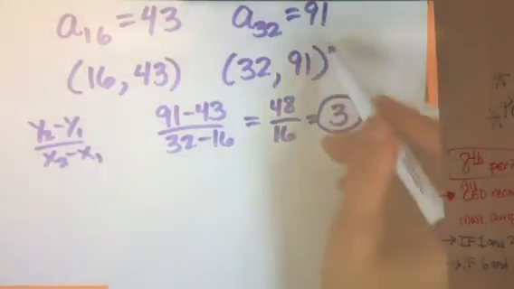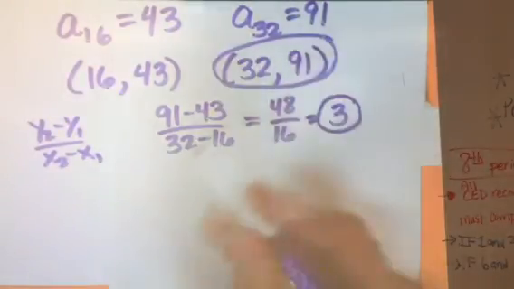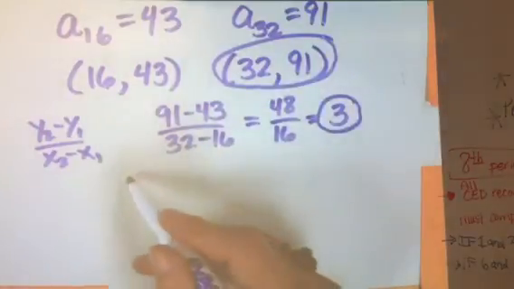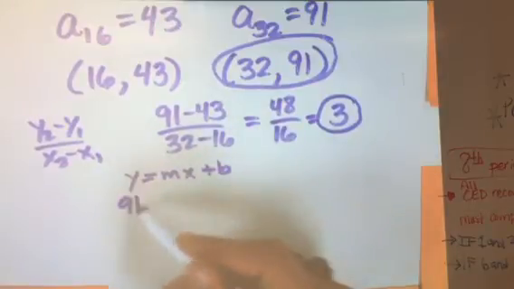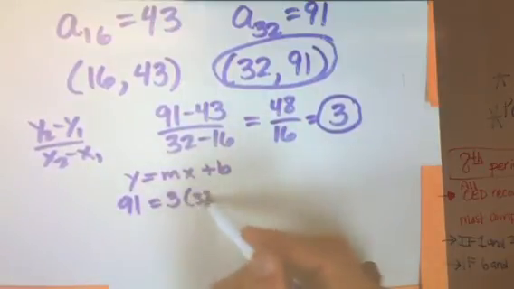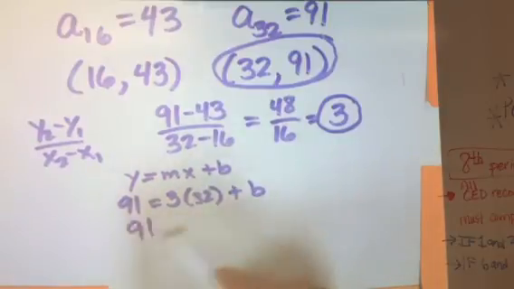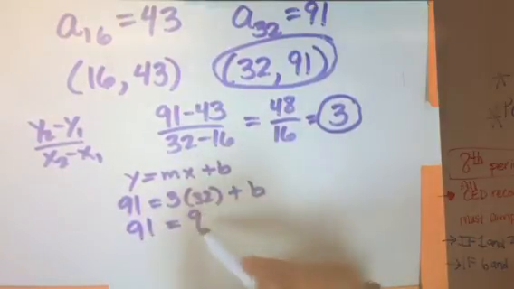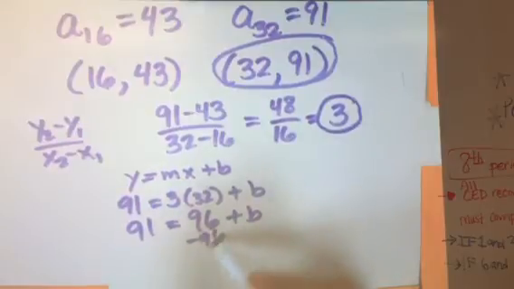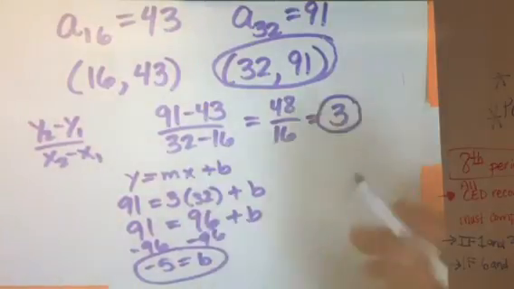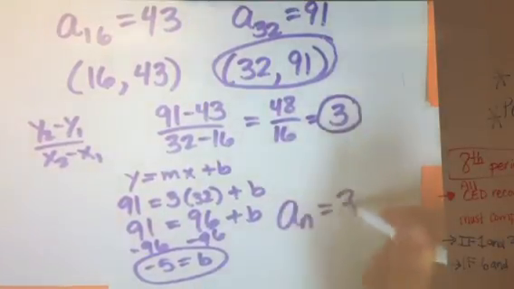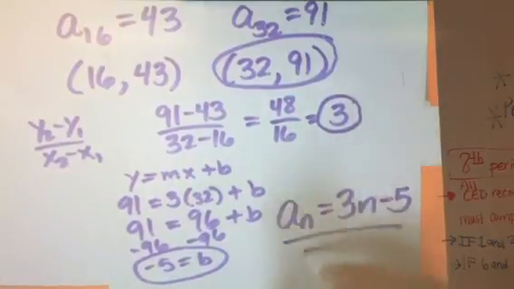Use that and a point and substitute into y equals mx plus b. So y equals mx plus b. 91 equals 3 times 32 plus b. 91 equals 96 plus b. Subtract 96 from both sides, and b equals -5. Now I have everything I need to write my explicit formula. A sub n equals 3n minus 5. Now I can use that to find any term in the sequence.